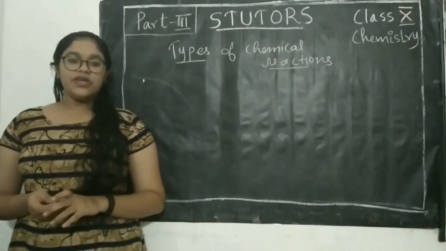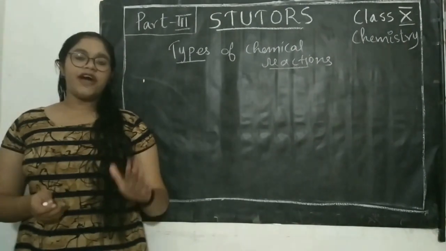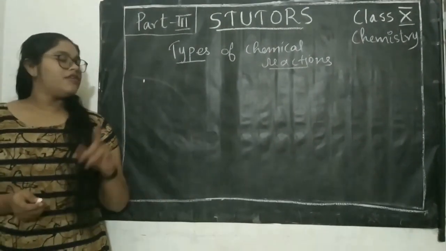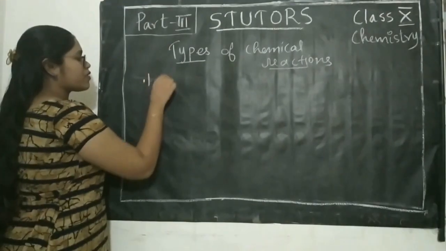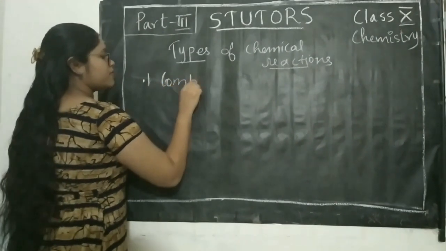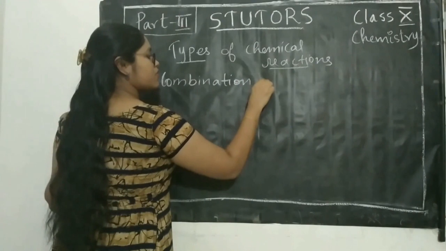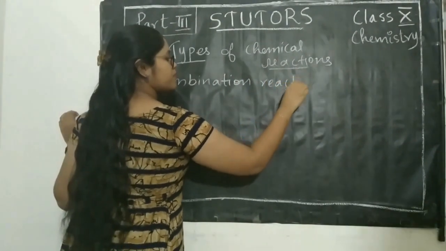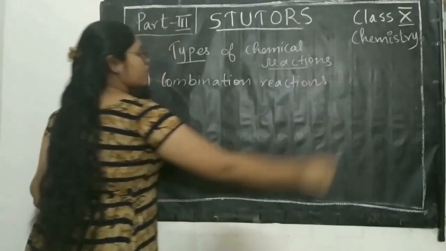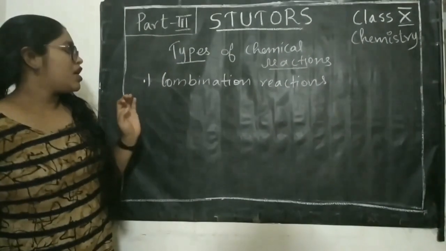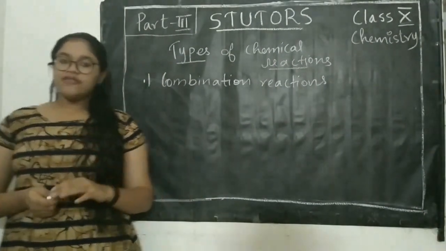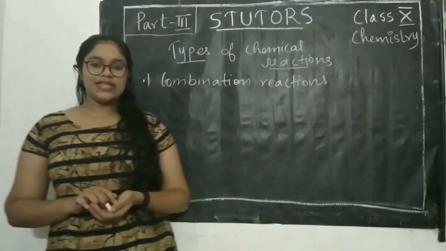Here, types of chemical reactions. Basically, there are 5 types of chemical reactions. First one is combination reaction. In this session, there is an activity mentioned there. First, we will discuss that.